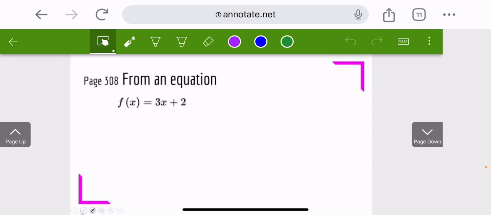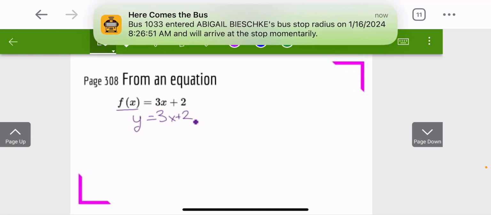So just like we did on the points where we took our x and we took our y and we had them change places, that's what we're going to do here. But I don't have a y. But if we remember that f of x is just y dressed up in disguise. That's what my first step is going to be. I'm going to take my function notation and switch it back into our algebraic notation. So I'm going to take f of x and make it y again. So f of x is 3x plus 2 is the same exact thing as y equals 3x plus 2.